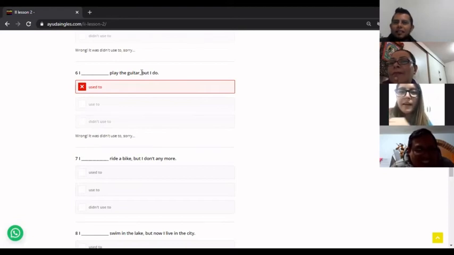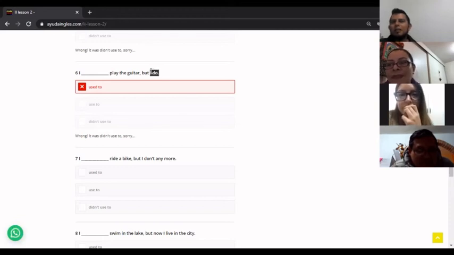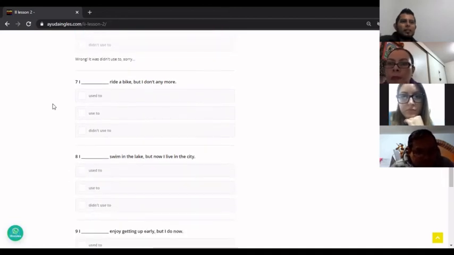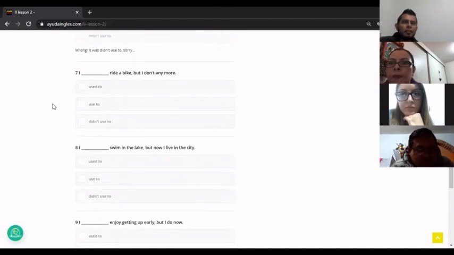So is the third the correct? Negative, yes. I didn't used to play the guitar, but I do. You need to check the second sentence. The second sentence is going to tell you if it's going to be affirmative or negative. If you have affirmative, you need negative in the first part. Or if you have negative here, you're going to use affirmative in the first. Okay? Yes. Thanks. Number 7.